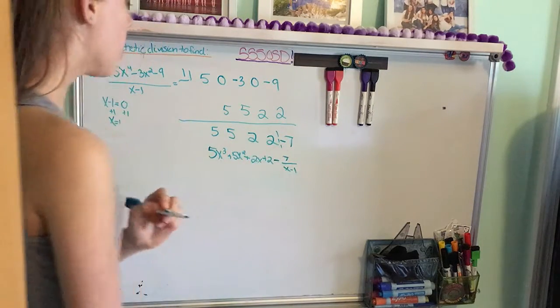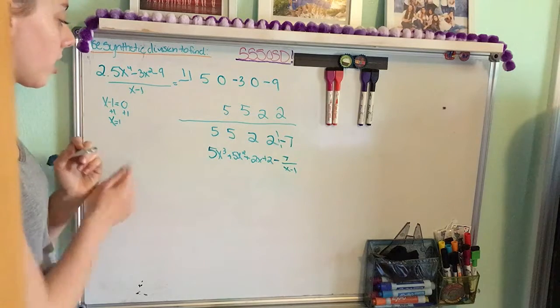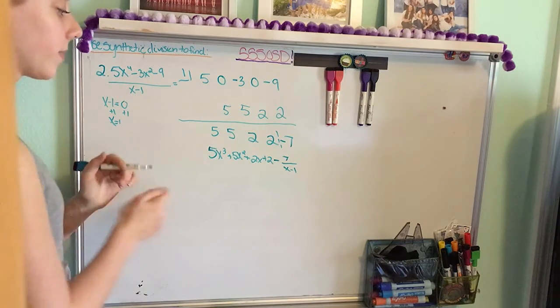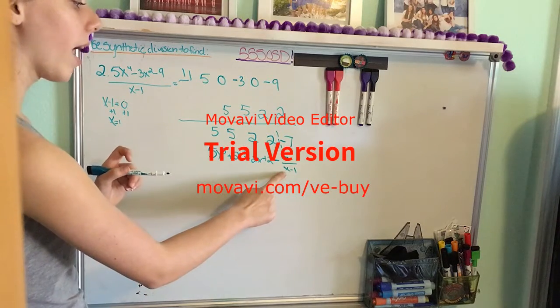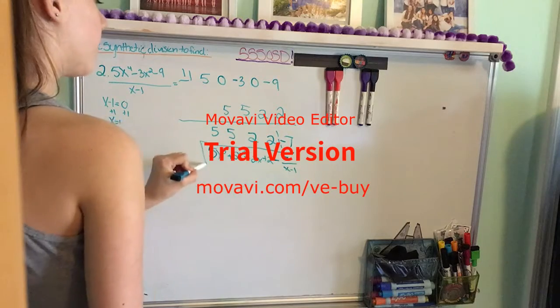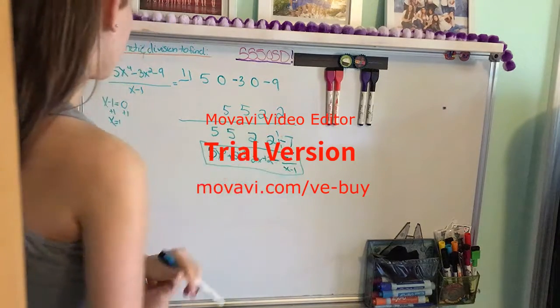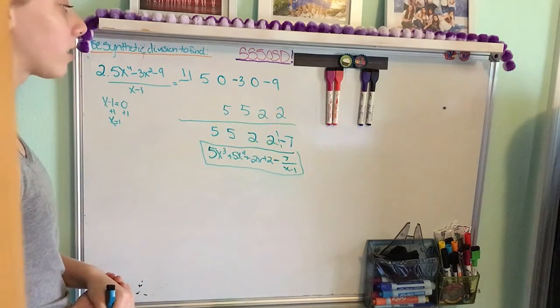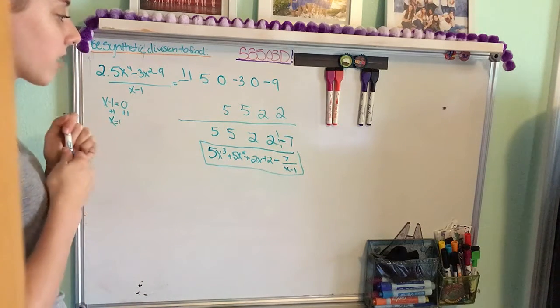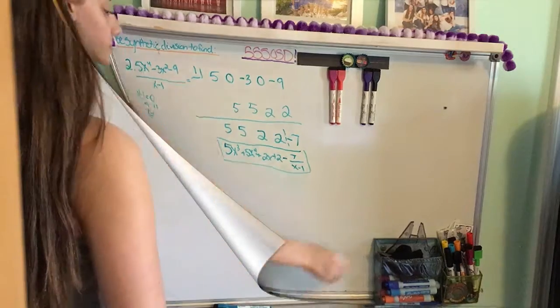And once again, because we have a remainder, x minus 1 is not a factor for this equation. And so, once we write our remainder over our given factor, that is our simplified equation for 5x to the 4th minus 3x squared minus 9. So now, we're going to move on to our final example.